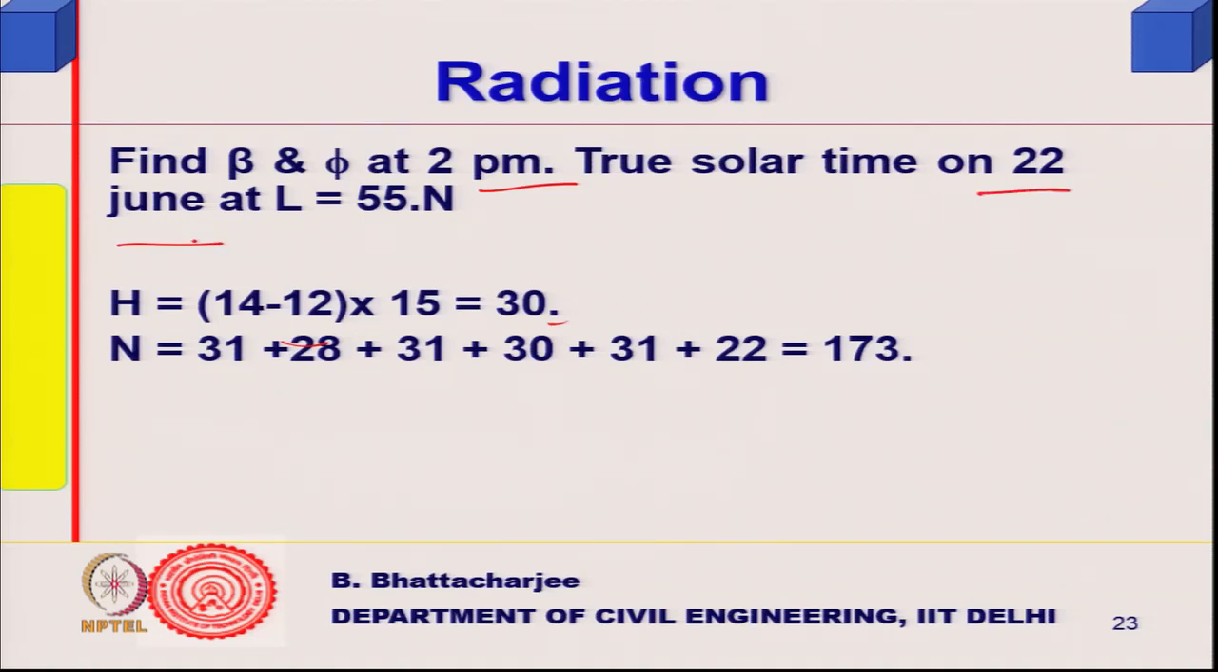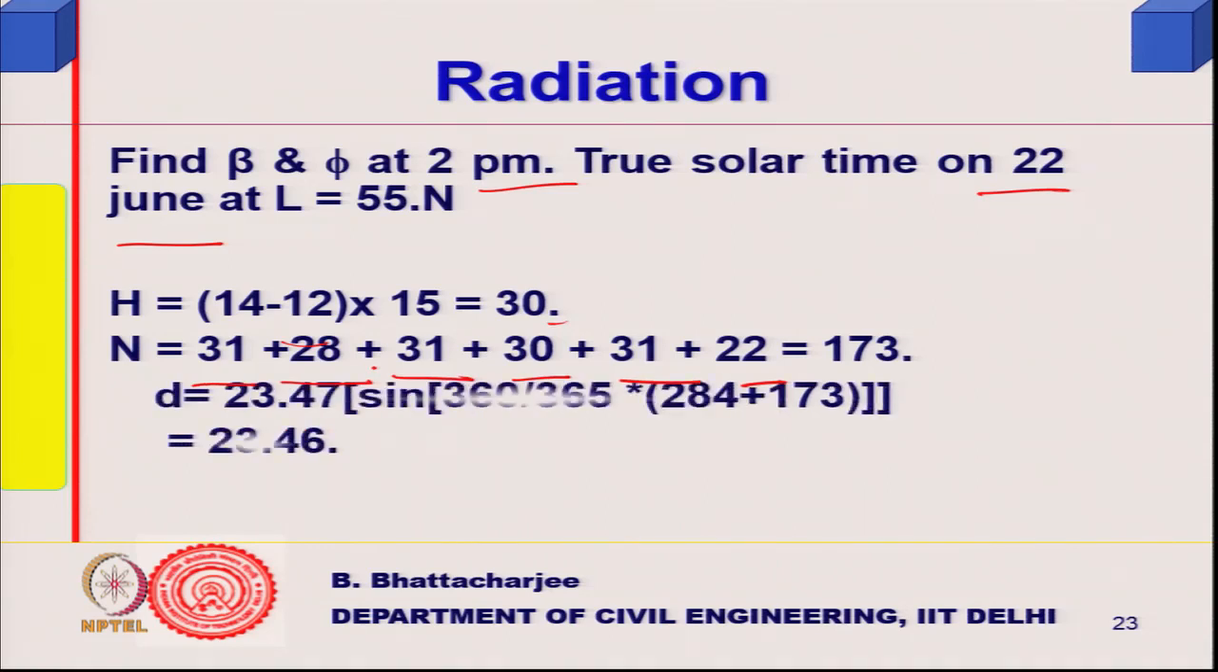22nd June. So, 31 days, 21 days, February, March, April, May, 22, 173, right. Capital N is equal to 173. So, my d value, declination, how much will it be? 23.47, or 23.45 or 47, I think there is this empirical formula. So, 23.47 sin 360 by 365, put it here and you get 23.46, right.